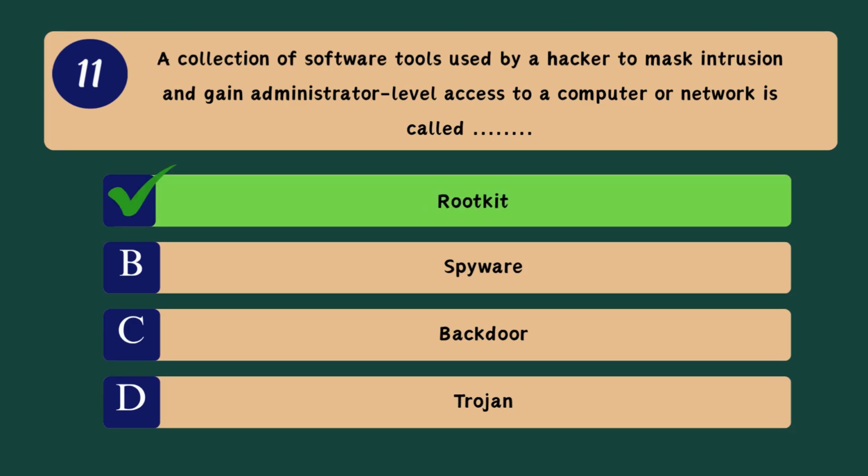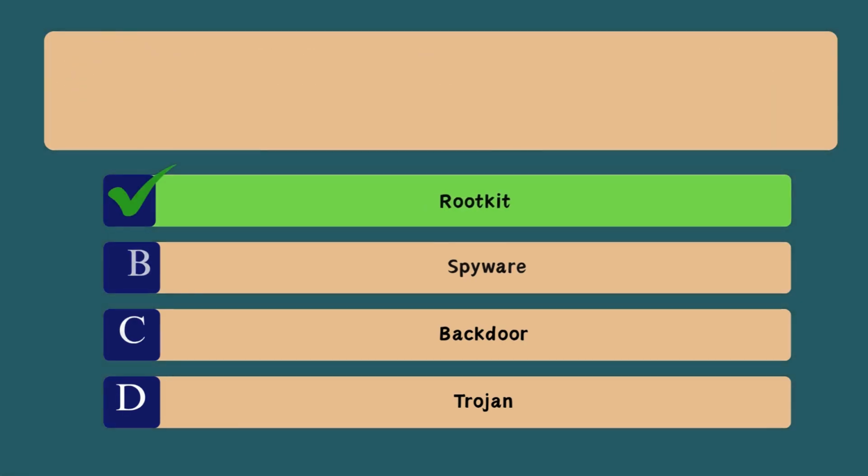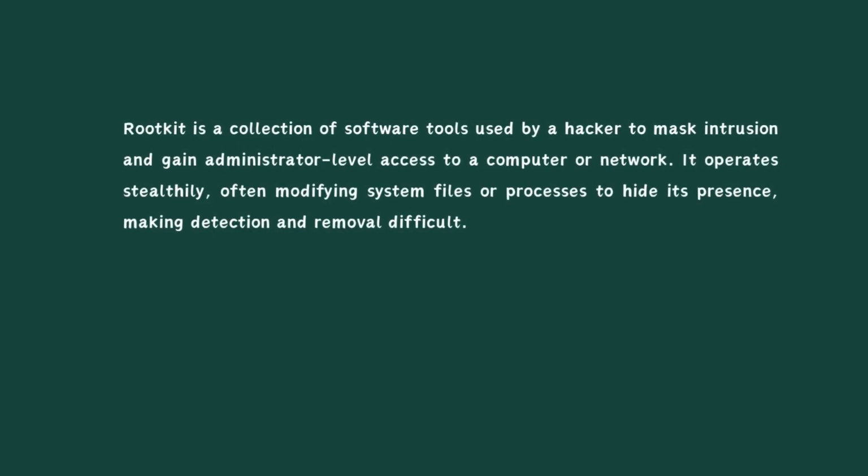Correct answer: A. Rootkit. A rootkit is a collection of software tools used by a hacker to mask intrusion and gain administrator-level access to a computer or network. It operates stealthily, often modifying system files or processes to hide its presence, making detection and removal difficult.